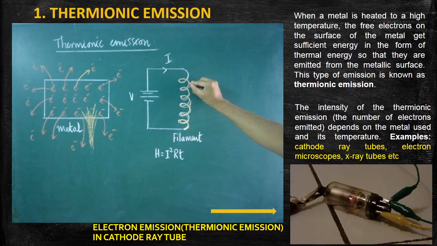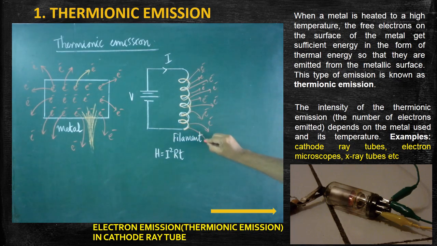From the metal surface, from the tungsten filament surface, plenty of electrons will be emitted. They are liberated from the metal surface. This kind of emission is called, what is this? Thermionic emission. Even in ordinary bulbs, electrons are emitted from the metal surface. These kinds of filaments are used in X-ray tubes, cathode ray tubes, and also in electron microscopes.